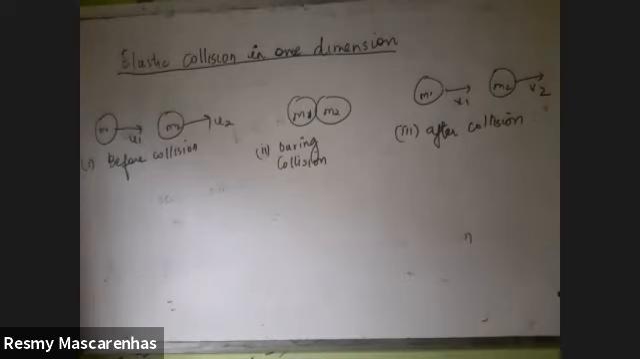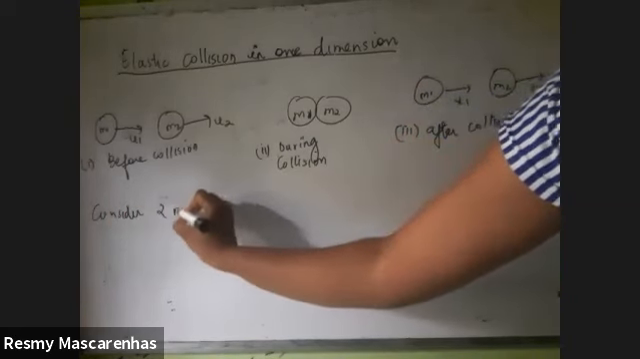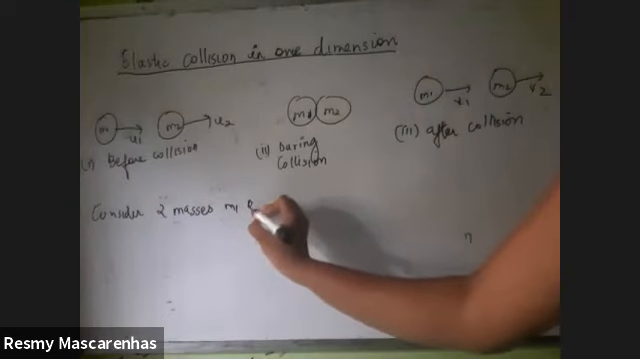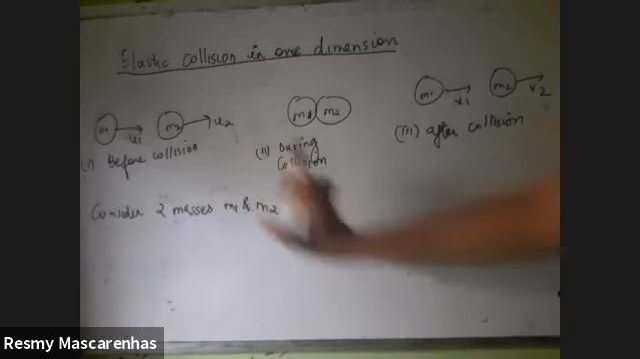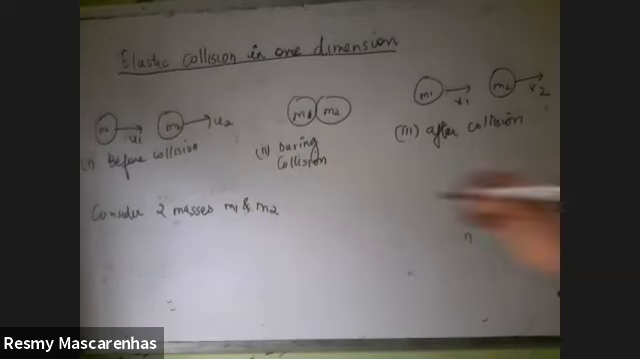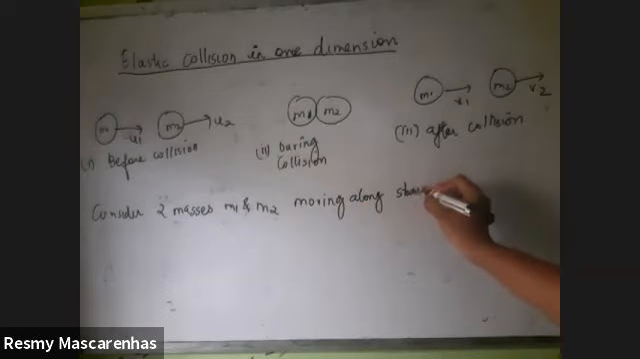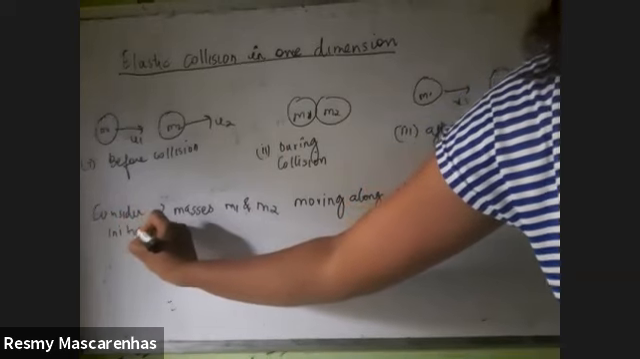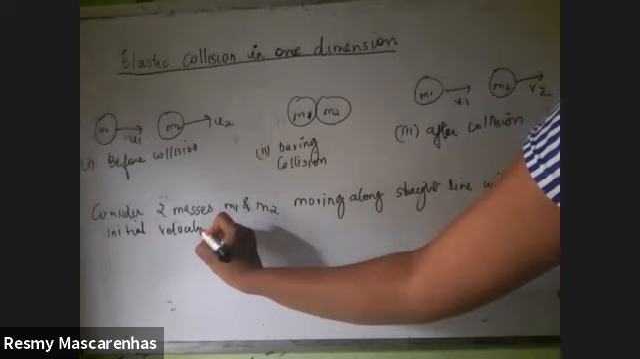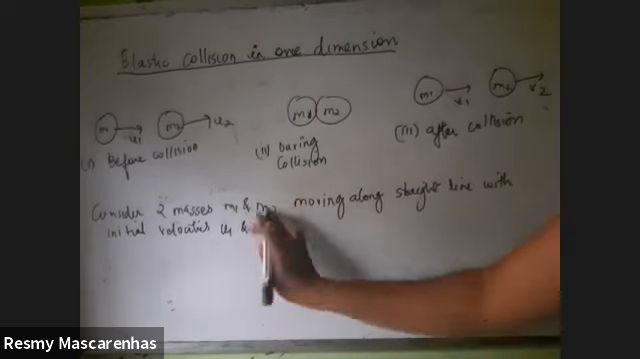To write the description part, consider two masses, M1 and M2, moving along a straight line with initial velocities u1 and u2.